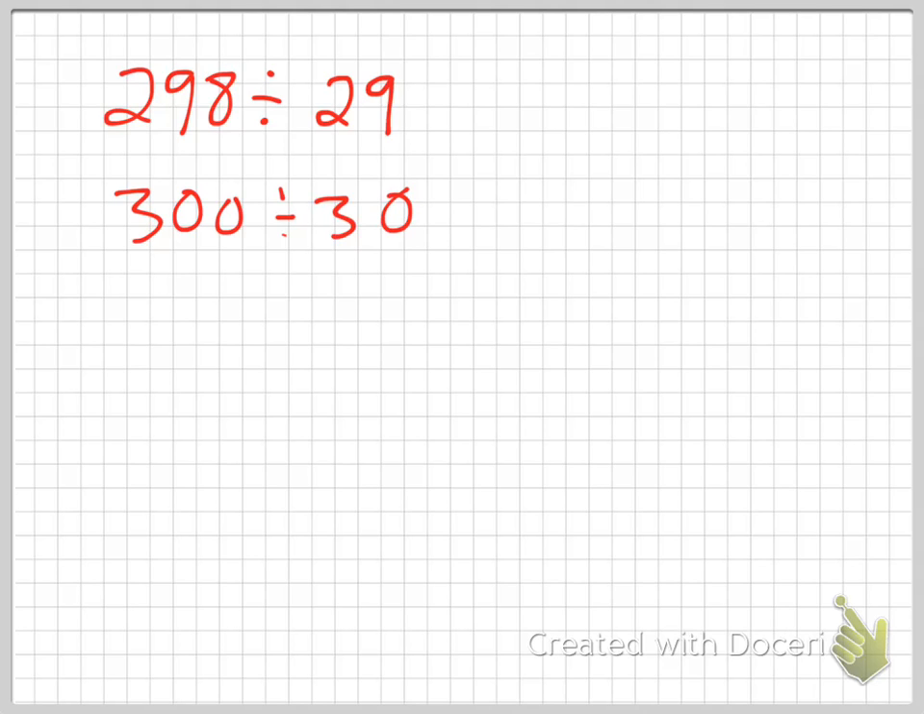Either way, what's 300 divided by 30? 10. What if your answer came out to be 9.98? Would you say that that's probably true? Yeah, because 9.98 is very close to 10. What if your real answer came out to be 11.48? Would you say that it's probably right? Probably. Because 11.48 is still really close to 10.